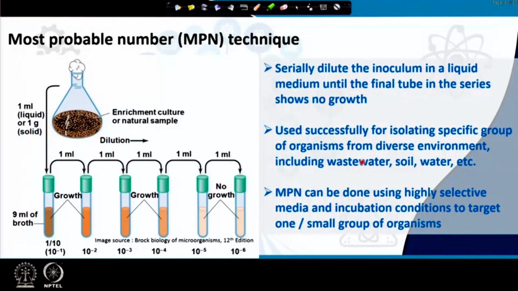MPN can be done using highly selective media like iron reducing, sulfate reducing, hydrogen oxidizing, petroleum oil or arsenic, or any other substrate that you want to test: in a total community, how many cells are there approximately who are able to metabolize arsenic, or how many cells are there possibly who can metabolize hydrogen, and similarly other substrates, or can withstand different conditions like pH, temperature, redox condition, etc.